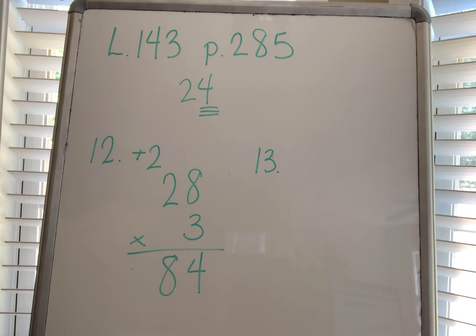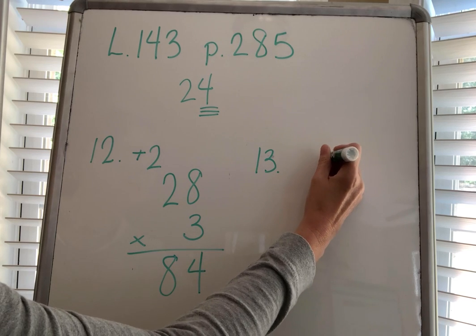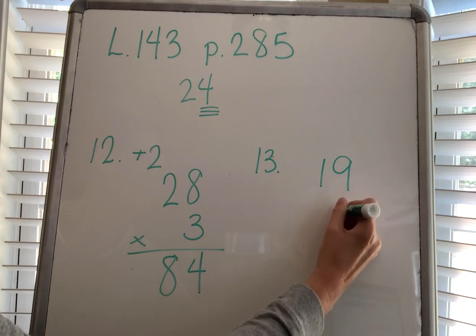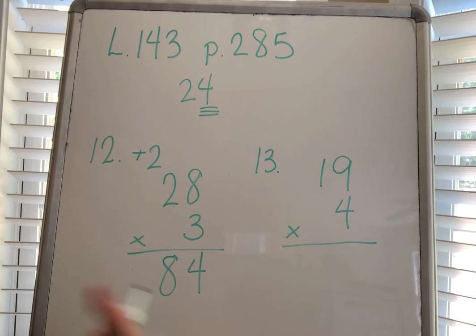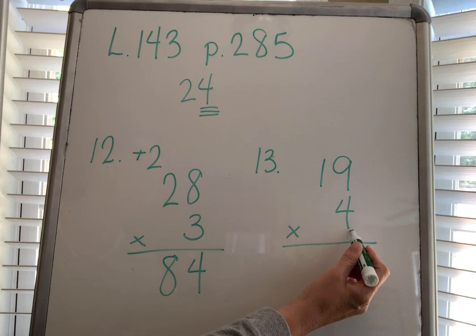Okay, number 13. 19 times 4. Same, as you can see, the same thing over and over. The more you do it, the more you're going to get that repetition, and you're going to be able to get right through these. Okay, starting in the ones place like always.